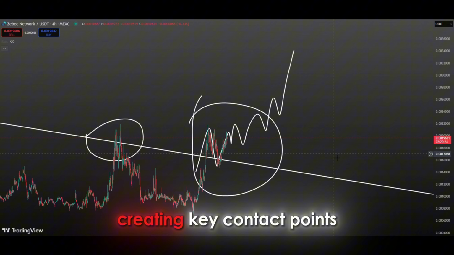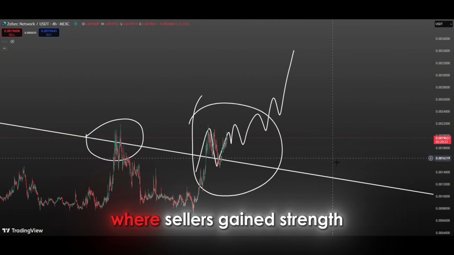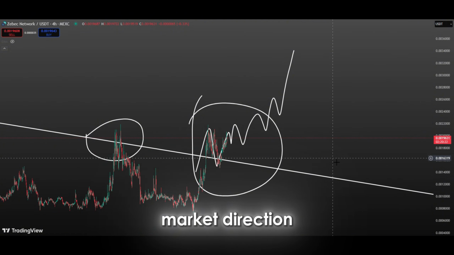Upon closer examination of the chart, a wide-angled, large-scale descending trend line that had been exerting significant pressure on the price for an extended period becomes evident. This trend line had previously pulled the price downward on multiple occasions, creating key contact points where sellers gained strength and reversed the market direction.